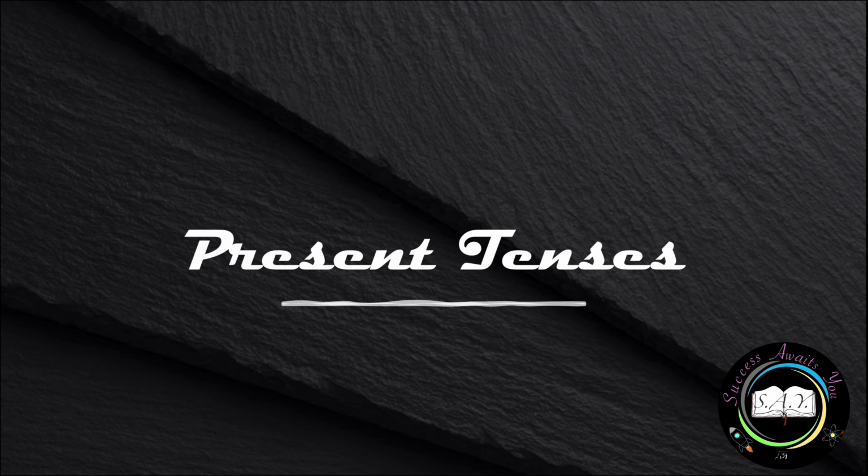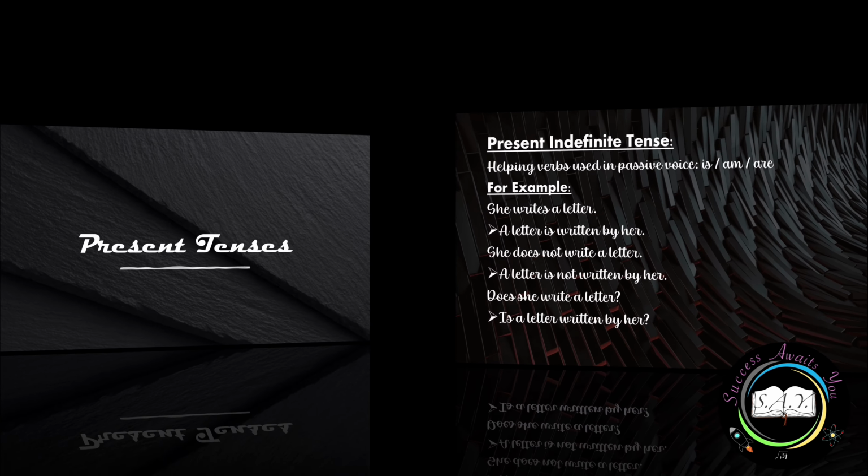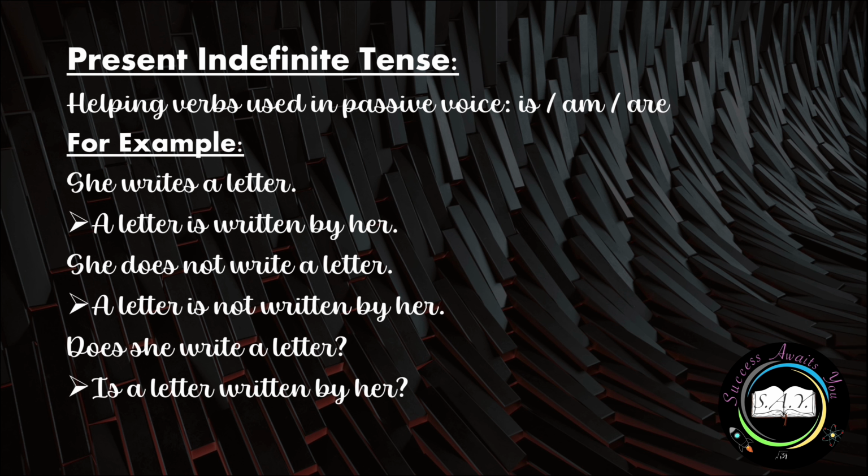Today, we will talk about conversion in present tenses into passive voice. As we have learnt about the basic structure of present tenses in our previous videos, so we will follow the same structures. First is present indefinite tense, which we can identify by the form of verb, which is first form and the use of s and es.